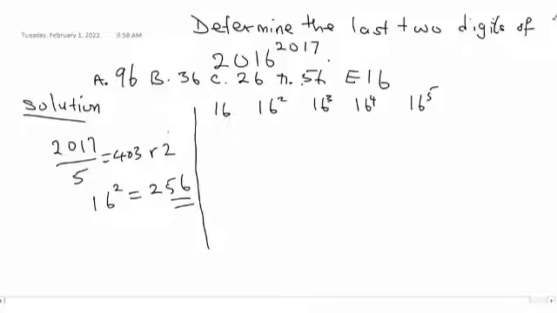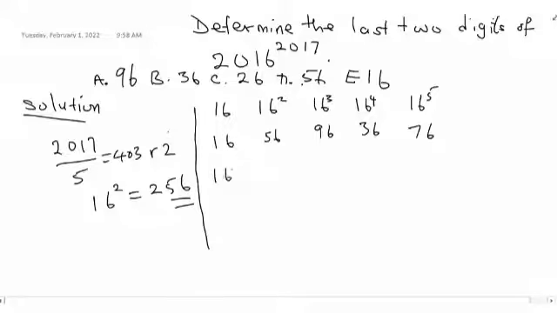Here the last two digits is 16. Here the last two digits, when you evaluate this, will be 56. The last two digits here will be 96. The last two digits here will be 36. And the last two digits here will be 76. Now, after the fifth term there, the pattern repeats itself.